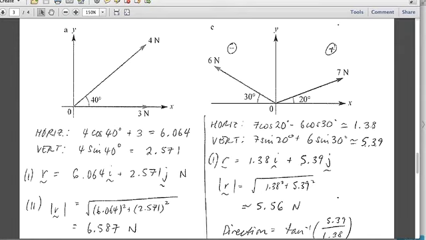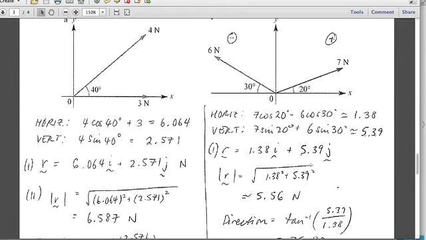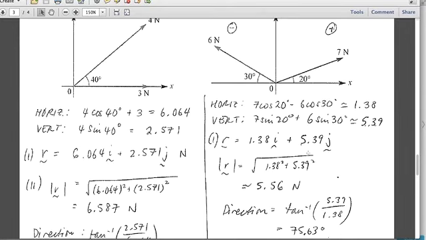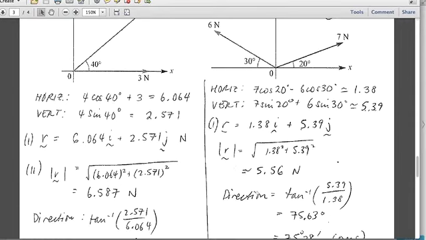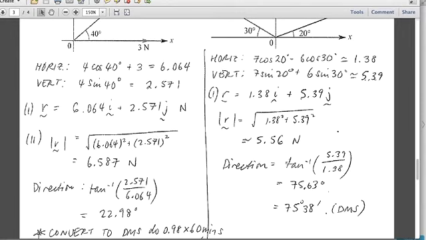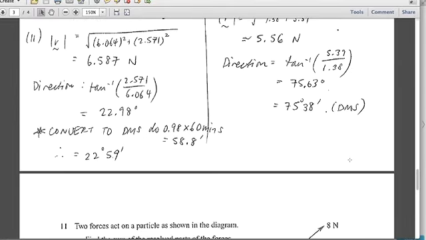Remember that the horizontal component is the i coefficient and then the j is the vertical. You've got your resultant vector, we call it r. Magnitude is just the magnitude of a vector, and the direction again is inverse tan. It's always inverse tan of j over i, so you can get your direction.